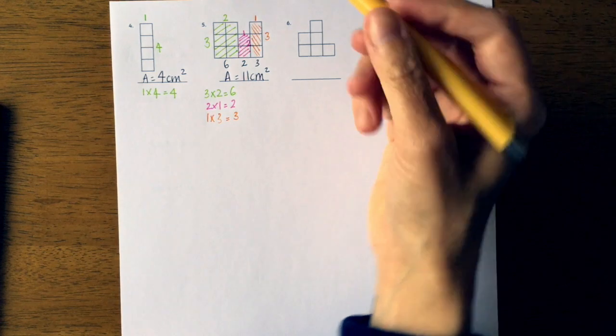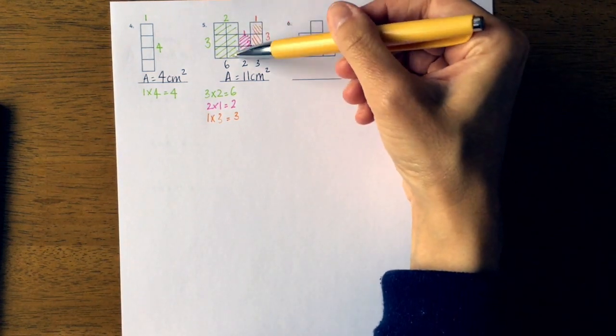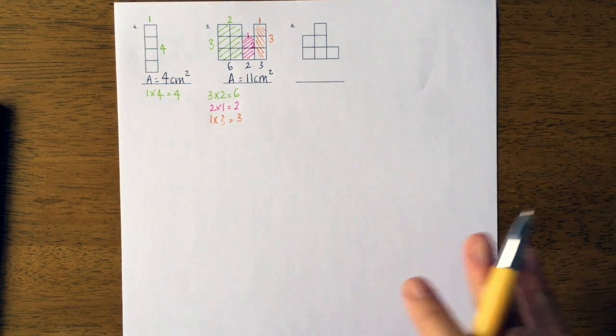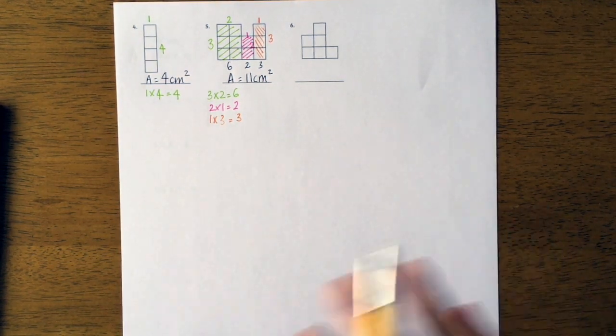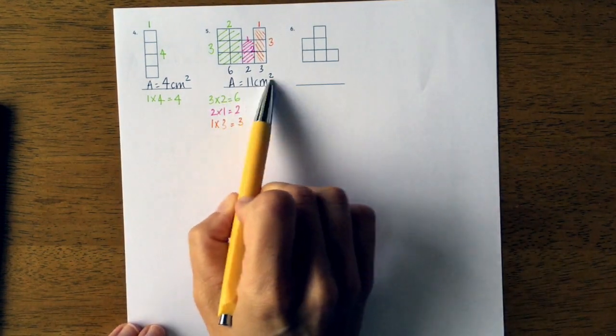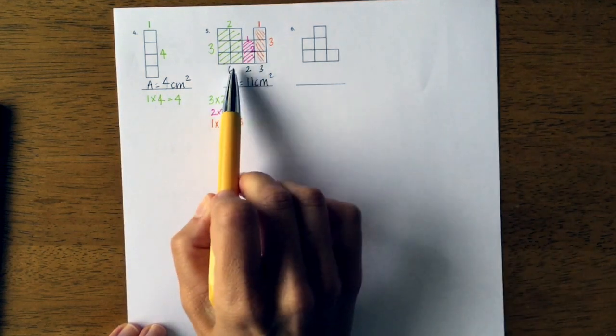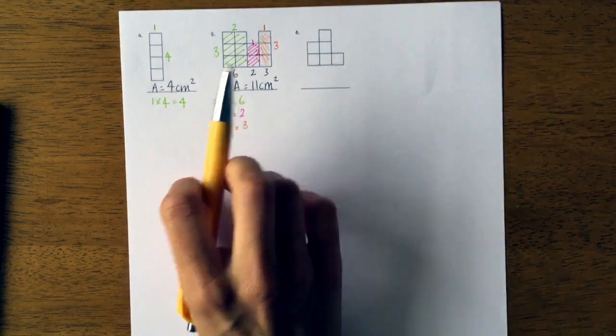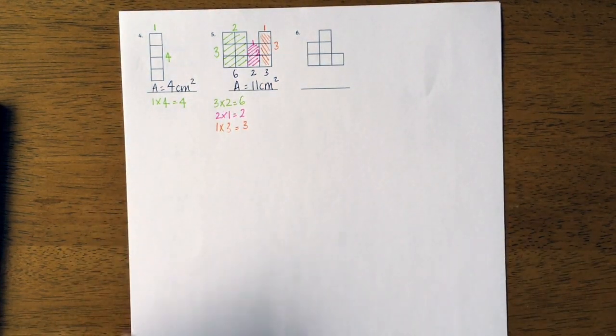I can check that and I can go 1, 2, 3, 4, 5, 6, 7, 8, 9, 10, 11. So the areas match. What's key here is, yes, of course, count the squares first and put your area there, but I do want you to split it up into these little rectangles so that it makes it easier for when we don't have the squares.